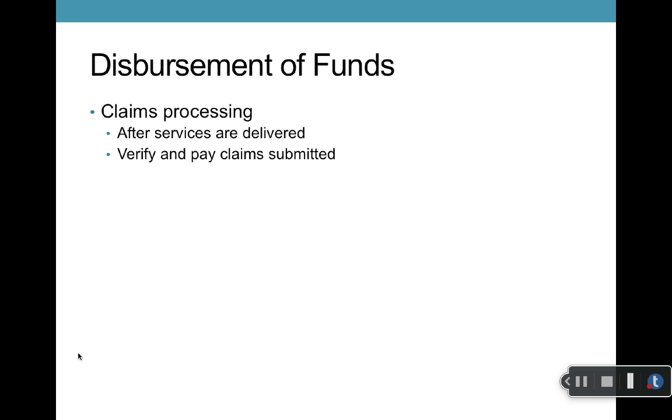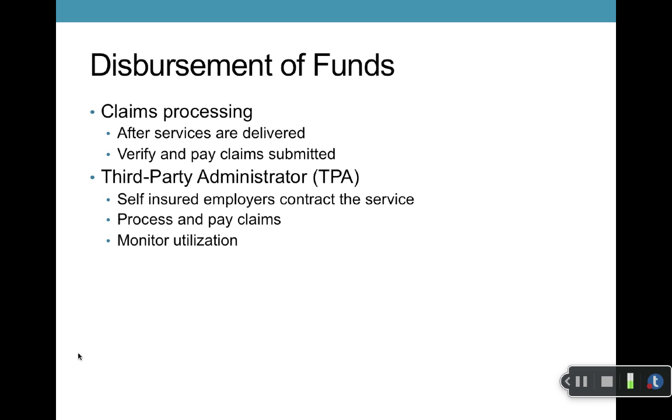Claims are submitted after services are delivered. So you go to your provider, you receive care, the claim is submitted by the provider back to the health insurance company. The health insurance company has to verify that the care took place, and then they pay the claim, they pay the provider for the services provided.